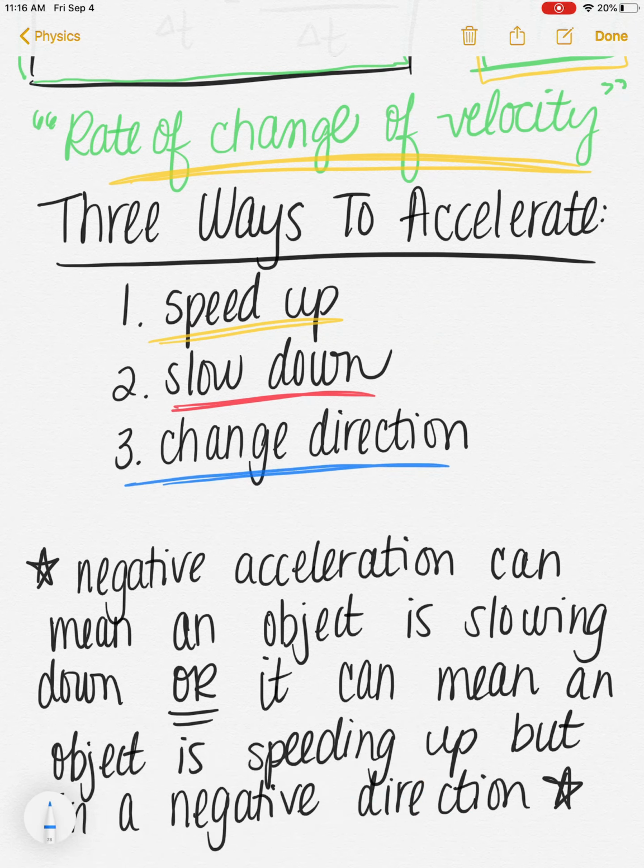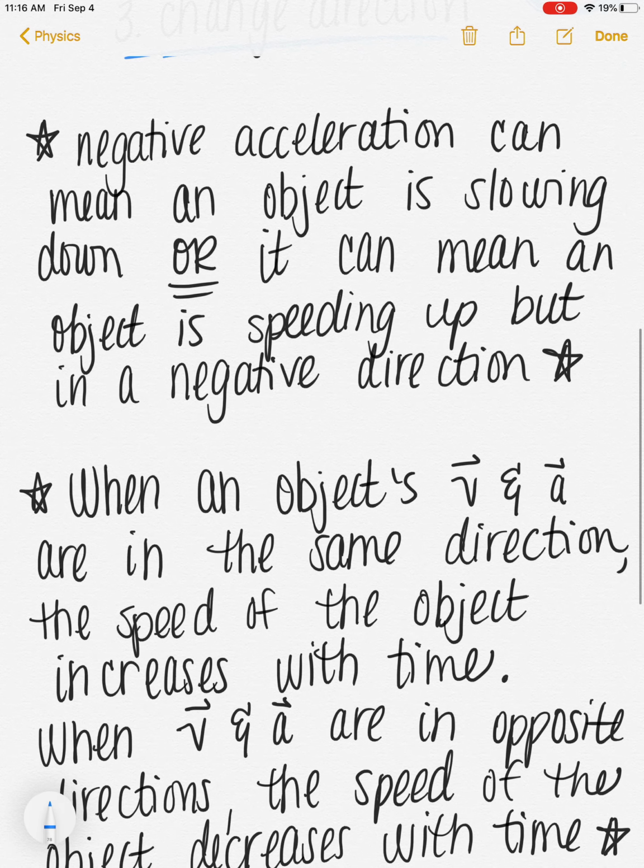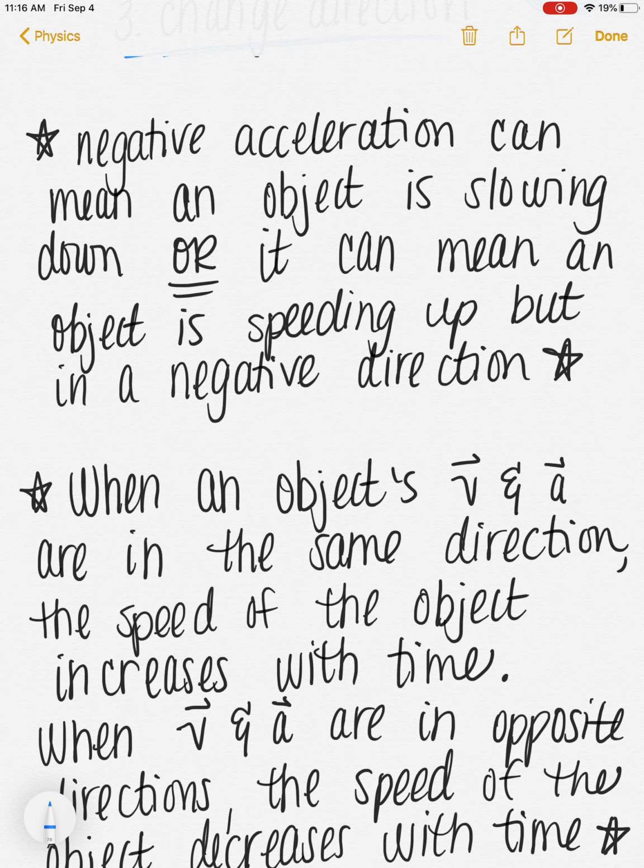Now, the third way for an object to technically accelerate is for it to change direction. Because velocity is a vector quantity, if you change the direction, you change the velocity. Because remember, vectors are specific quantities directed in a particular direction. So an example of that would be a carousel or a Ferris wheel. As long as it's moving in a circle and changing its direction, it is technically accelerating, even if it's moving at a constant speed.